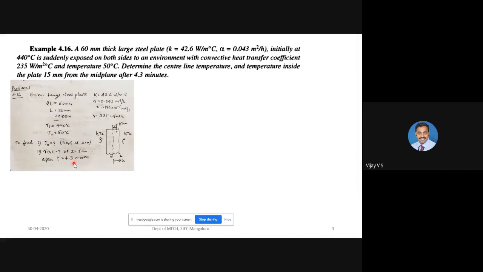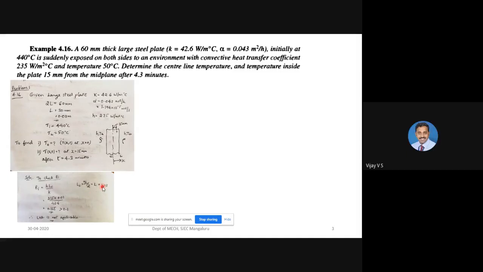Time is also given. Before I solve this problem using the Heisler method, I should check whether it is lumped or not. That is the first step. So let us check the Biot number now. For checking the Biot number, you should always use this formula: Bi is equal to h into Lc by k. Here h is given. What is the Lc here?